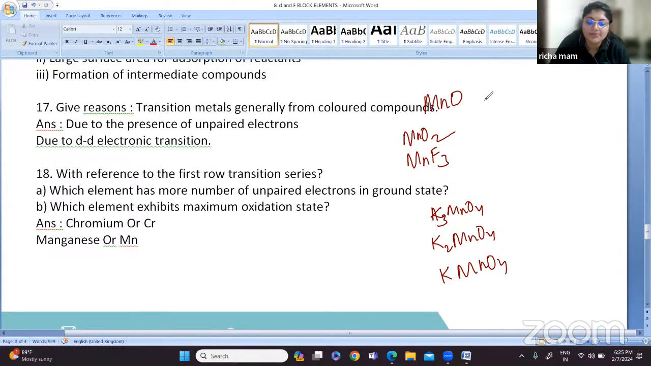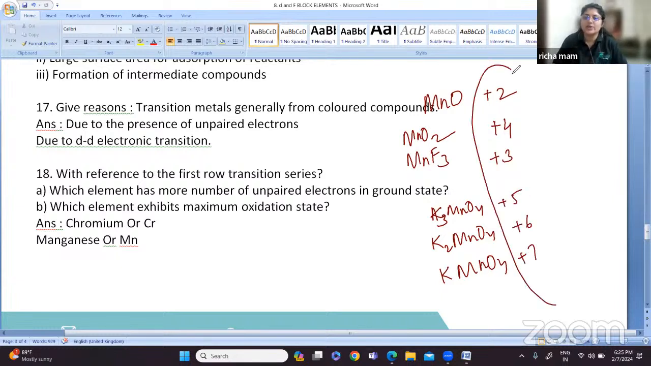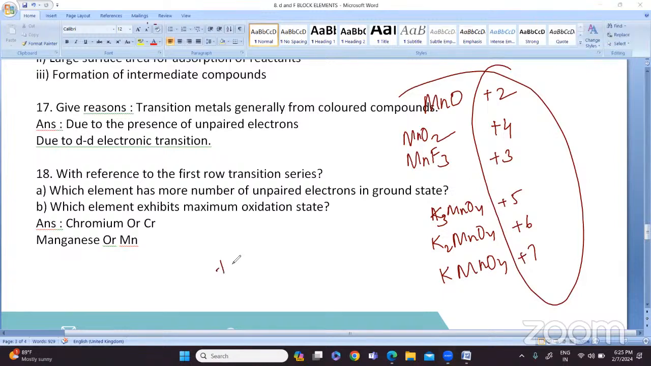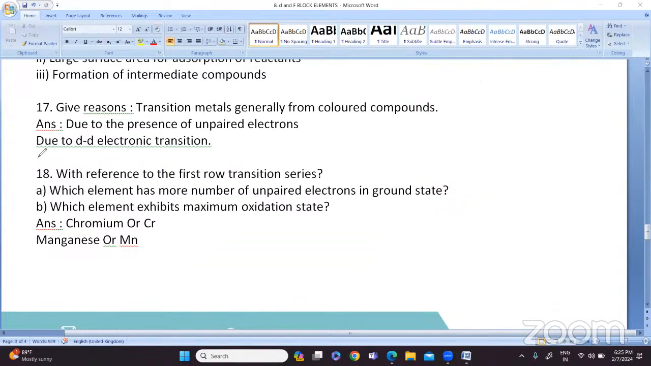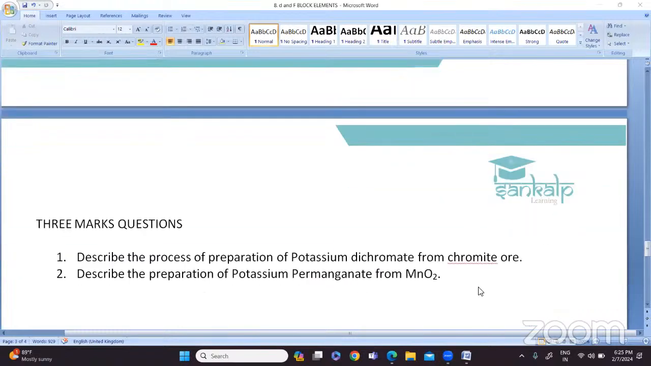In MnO the oxidation state is +2. In MnO2 the oxidation state is +4. MnF3 is +3. K3MnO4 is +5, then +6 and +7. So you can see the oxidation states shown by Mn range from +2 to +7. These are the variable oxidation states shown by the different elements. Fine. So these were some of the 2 marks questions.